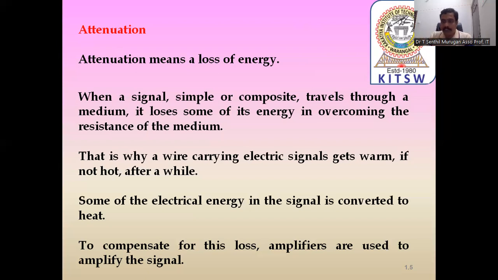Continuously we are sending the data signal in the transmission medium. While transmitting, it will generate heat. Because of that heat, the data may be lost. So how do we compensate for this loss? We go for amplifying the signal. That's why we use an amplifier. The amplifier amplifies the signal which has already been weakened in the cable.